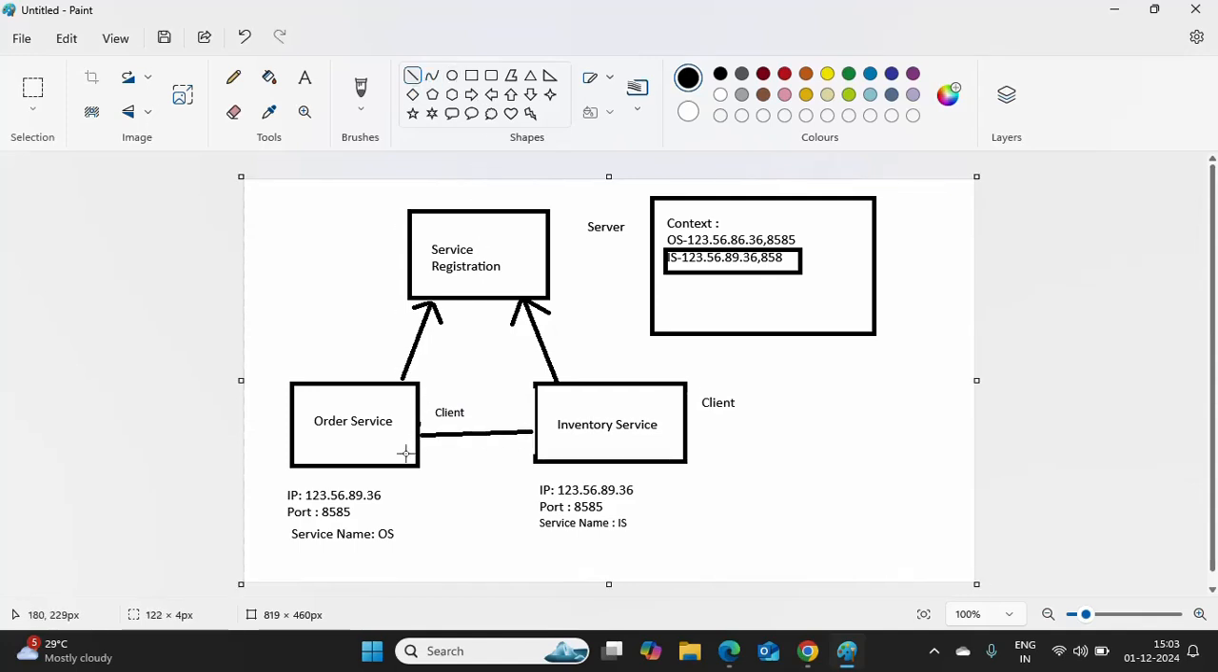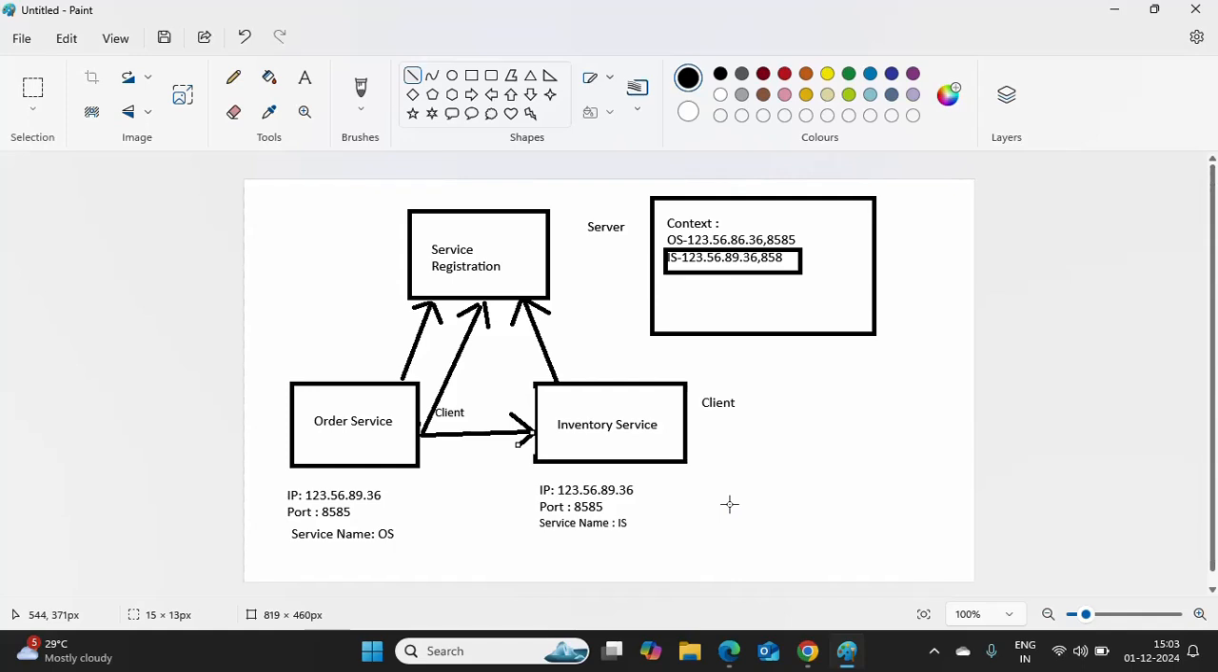First it will call the service registry. After calling the service registry, it will get all the metadata information required to interact with the inventory service. Once it has all the required information, it is going to call the inventory service to get the appropriate information which is required by the order service. That means here the client itself is directly interacting with the service registry.